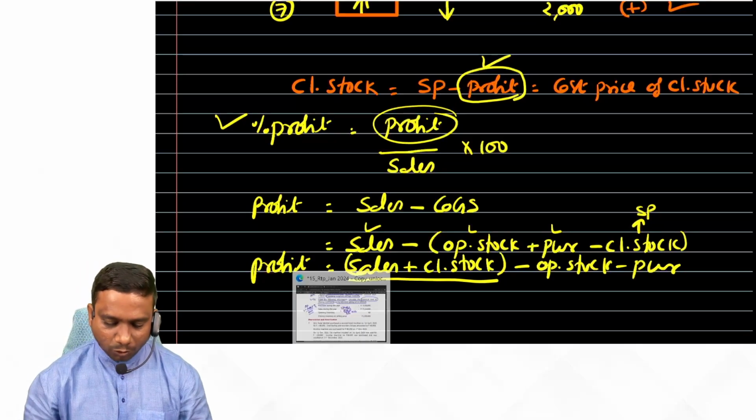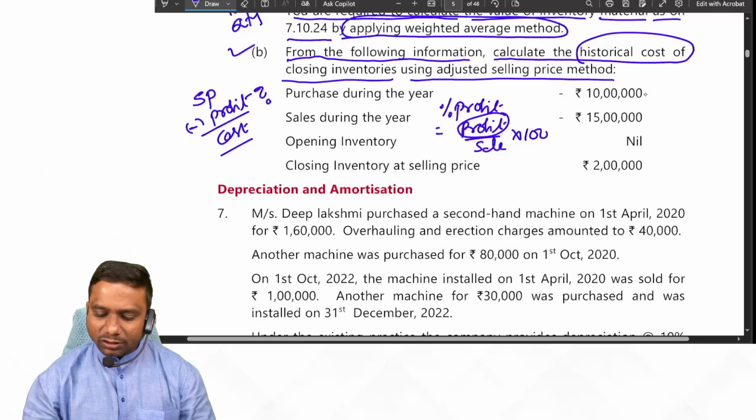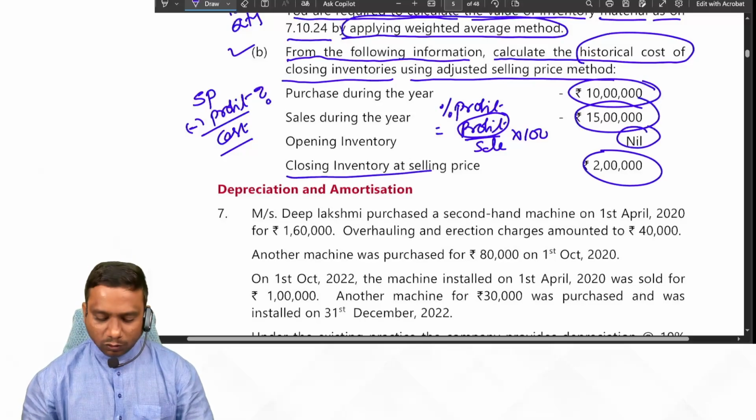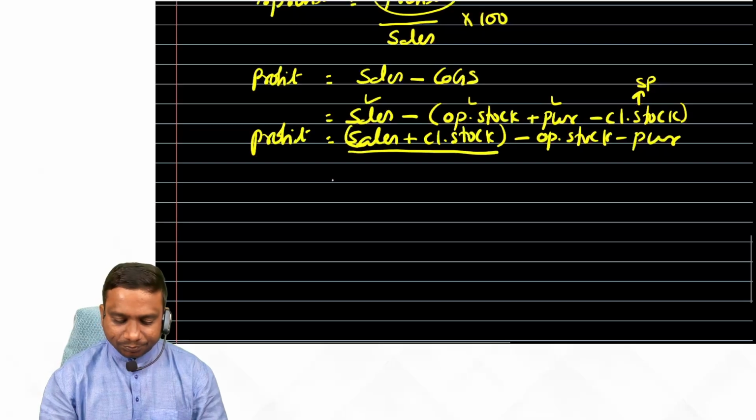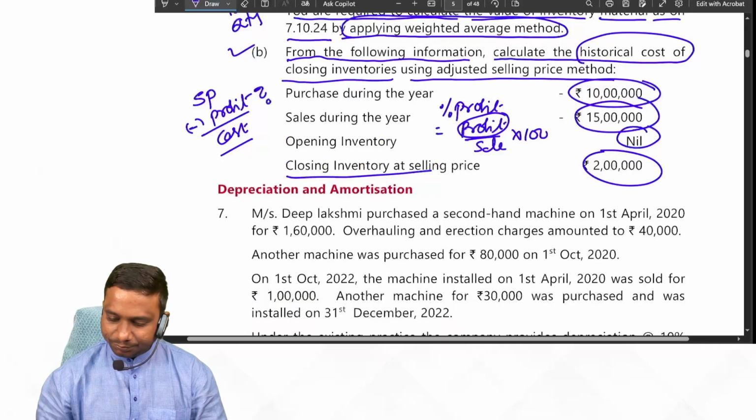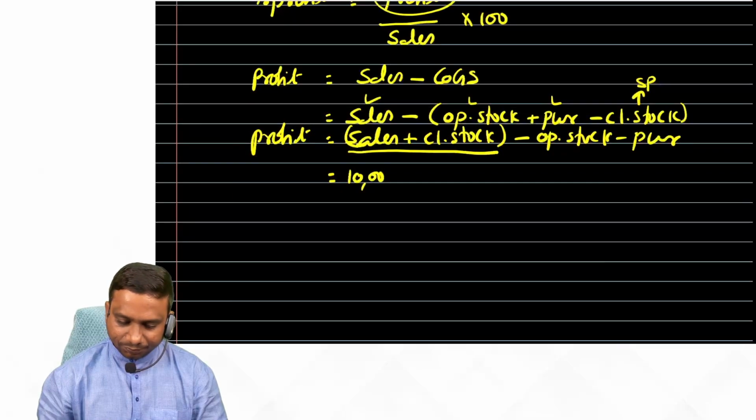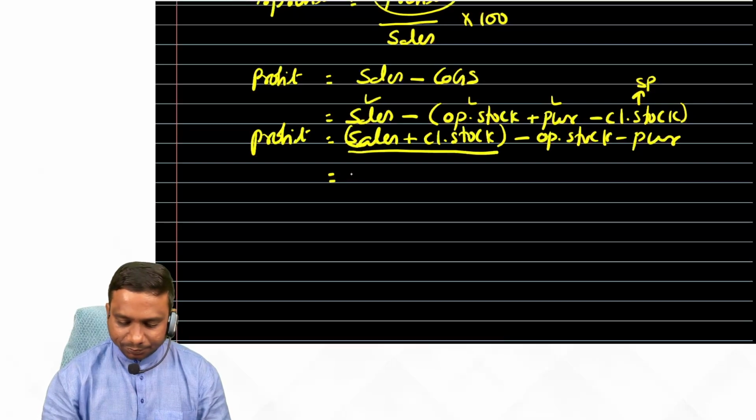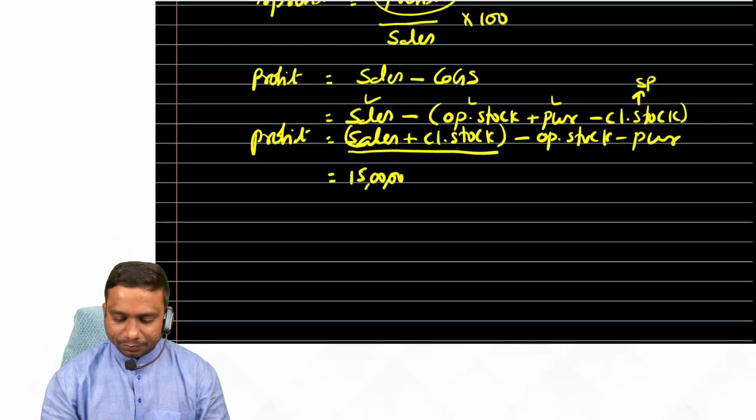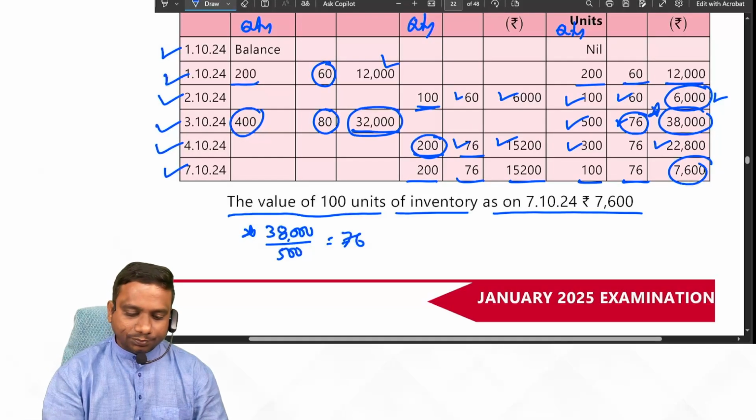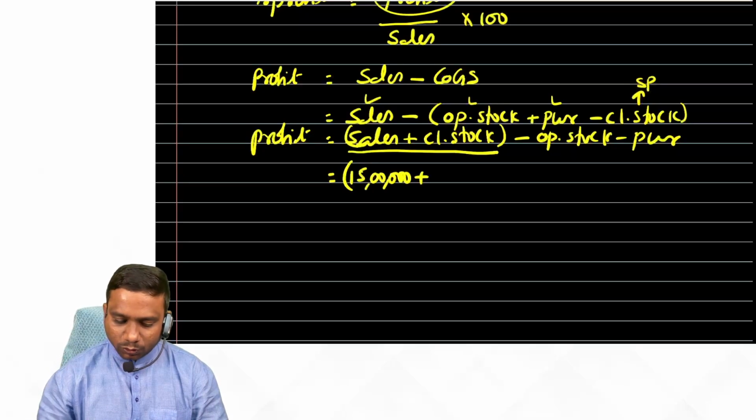Now look at the problem. Purchases during the year 10 lakhs, sales during the year 15 lakh, opening inventory nil, closing inventory at selling price 2 lakhs. Simple. Now I have explained the formula. Now just substitute. Sales, sorry, sales how much? 15 lakh. Sales 15 lakh. Less closing inventory; also we have at selling value. Closing inventory also we have at selling value, 2 lakhs.